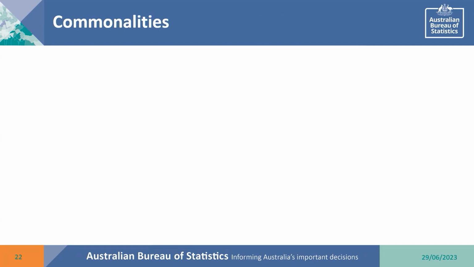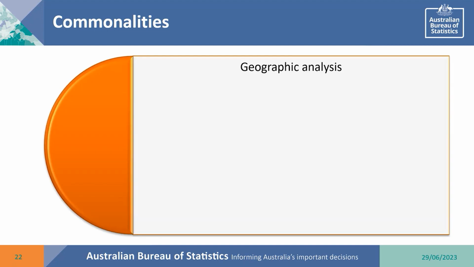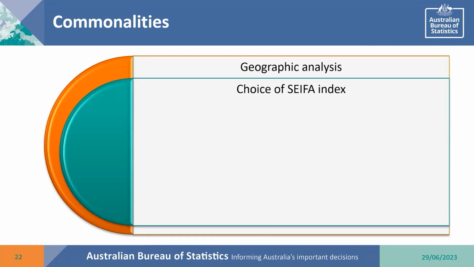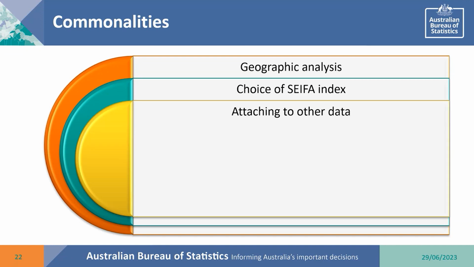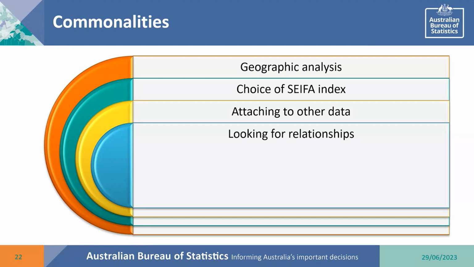So looking at these examples of how SEIFA was used in the past, we can see that SEIFA is good for geographic analysis, where the appropriate index is chosen to fit the research goals, where other data specific to the project is used in combination with SEIFA data, and when the goal was to find a connection between a topic of interest and relative advantage and disadvantage.